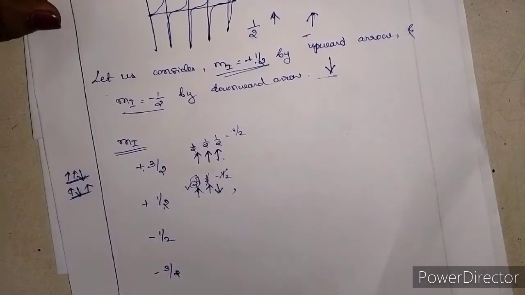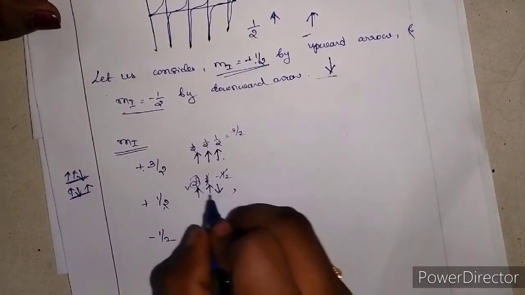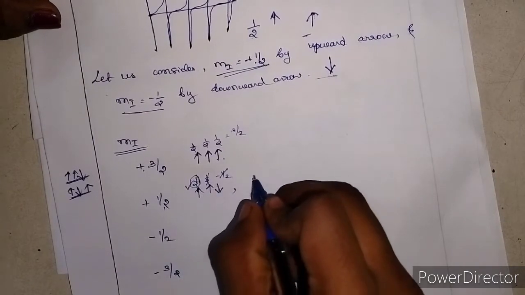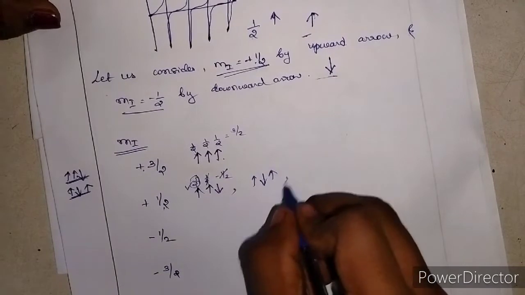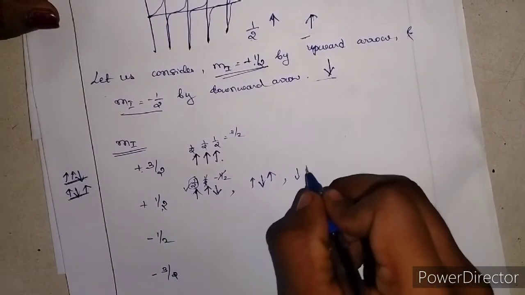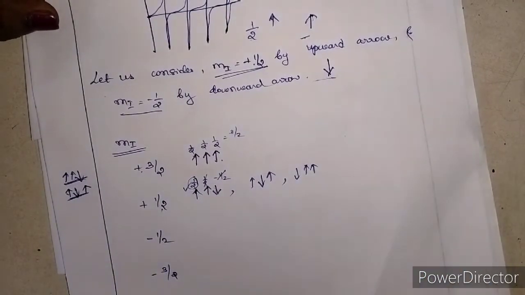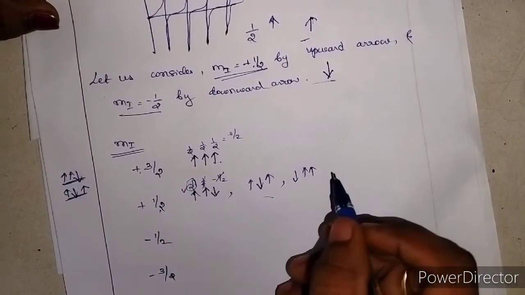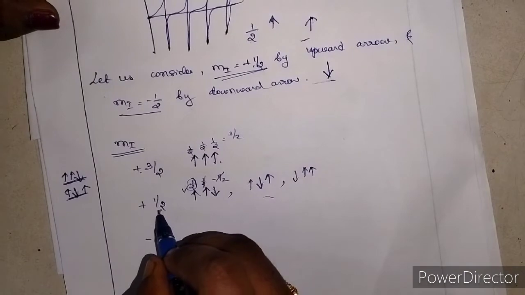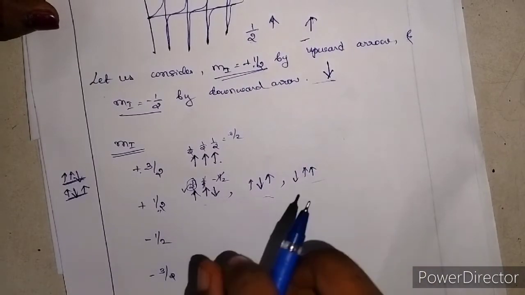Now check the other possibilities. Other possibility means you are just interchanging these arrows, like this. Similarly, you have another possible arrangement. Now check, do you have other arrangements? You do not get any other arrangement to get plus 1 by 2. So there are only 3 arrangements.